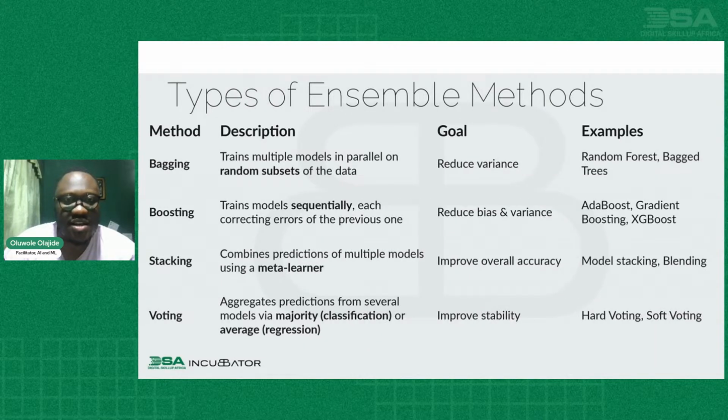Then I talked about some types of ensemble methods. Bagging is what I'm using for my PhD project, which is very good. You arrange the models in parallel. It reduces variance and things like that. So it's fantastic. Then boosting, it addresses bias and variance. Then you have stacking, which improves overall accuracy. Then you have voting, which improves stability. You have your hard voting or soft voting. So it's also fantastic that way.